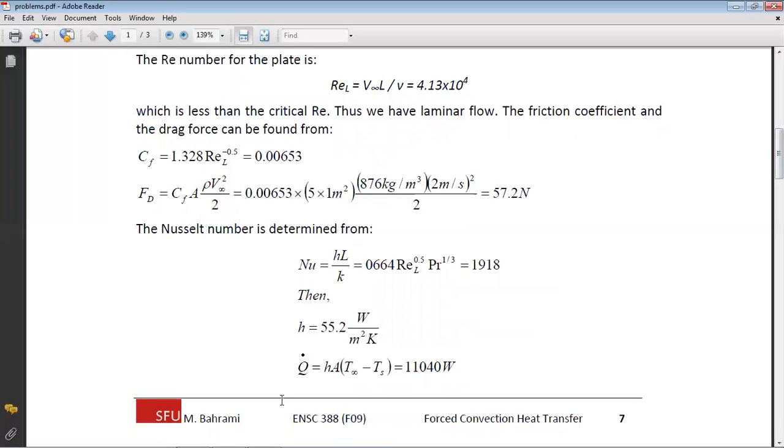The next step is to calculate heat transfer using Newton's law of cooling. You can calculate Q equal to hA into T infinity minus Ts. Here T infinity is higher compared to Ts. Generally it will be Ts minus T infinity. In this case, heat is transferred to the plate. Hence it is T infinity minus Ts. If you substitute the value of h as 55.2 and A as 5 meter into 1 meter, so that is 5 meter square, and the difference in temperature as 40, which is 60 minus 20, we'll end up with the value 11,040 watts.